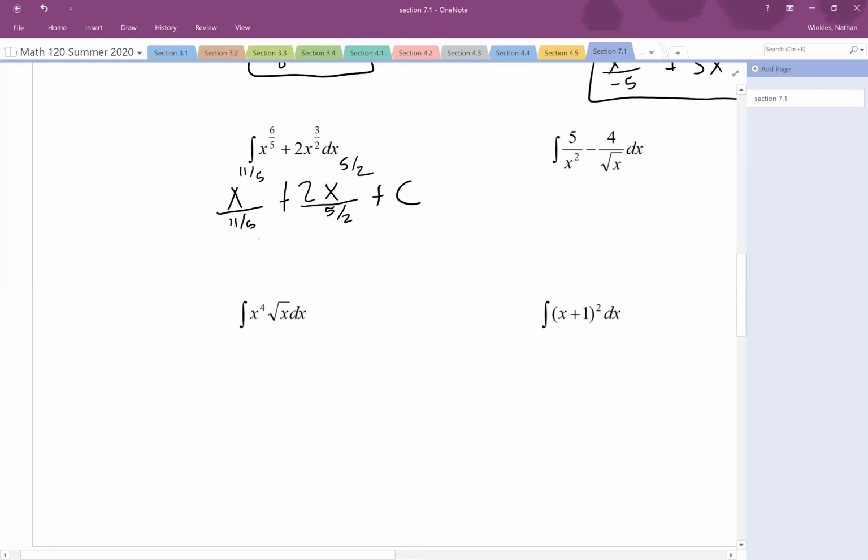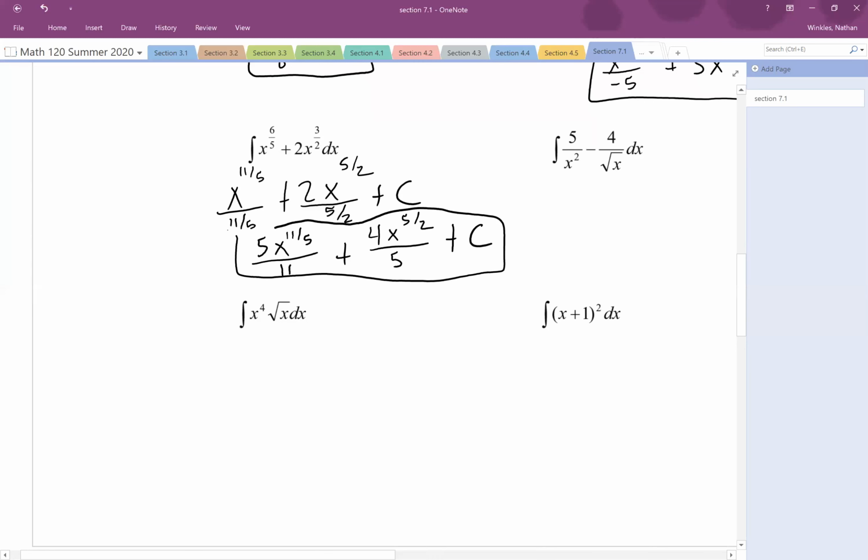So we're going to have 5x to the 11 over 5 divided by 11 plus 4x to the 5 halves over 5 plus c. So this would be our answer to this one in fully simplified form.